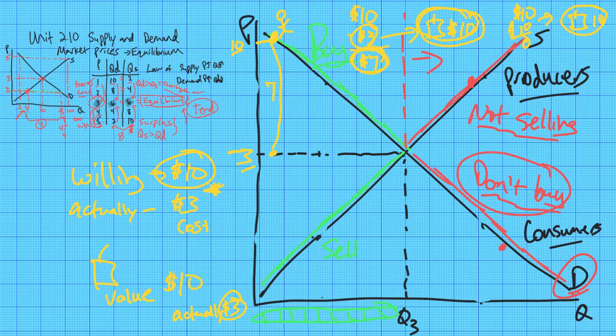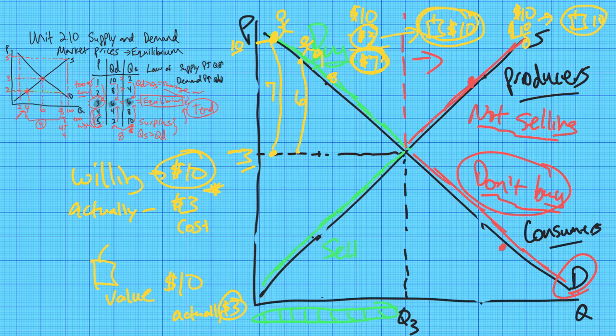They're walking around with something they value at 10, but they only had to pay 3 for it. They have an extra $7 of value. Let's go on to the next person. Let's say this person right here, they're willing to spend 9. How much did they actually spend? They actually spent 3. So the difference between those two things is a $6 surplus.